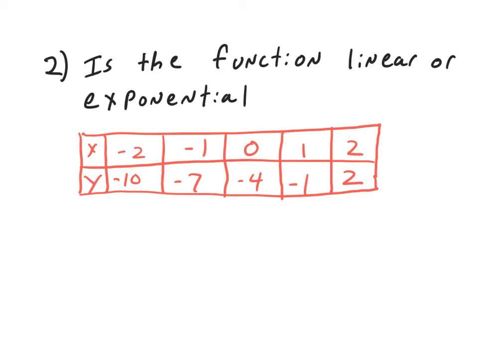So let's do from -10 to -7, it's going up 3. From -7 to -4, it's going up 3. -4 to -1, it's going up 3. And -1 to 2, it's going up 3. So the y's are increasing 3 each time. But the important thing is they're increasing by the same amount each time. That means that this function is going to be linear.